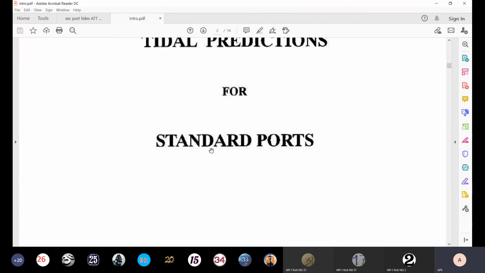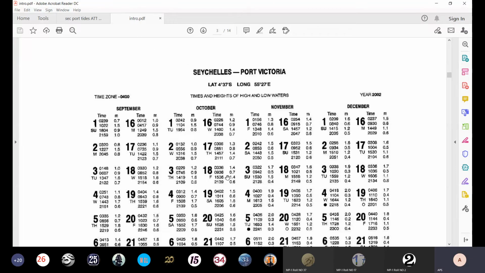Part 1 for standard ports, you will get data given. Okay, there'll be no curve like in volume 1.